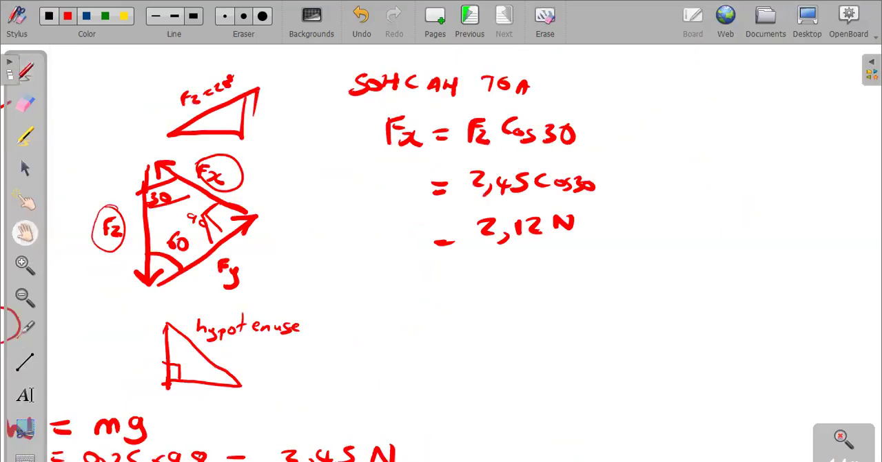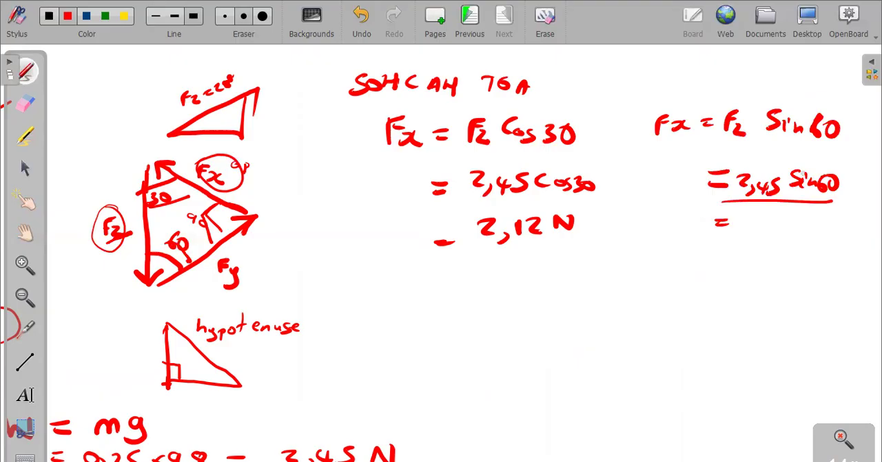Alternatively, we could have said, and we're still going to be correct, Fx is equal to Fz multiplied by sine 60. Why? Because as we consider the 60-degree angle, this is opposite and this is the hypotenuse. Fz will always be the hypotenuse. So which ratio is opposite over hypotenuse? It is the sine ratio. Hence we can say 2.45 multiplied by sine 60, and we find our value, which is 2.12 Newton. So that's Fx for us.